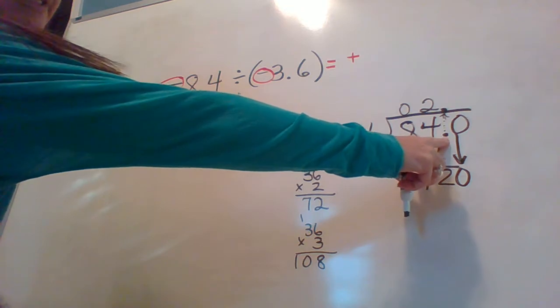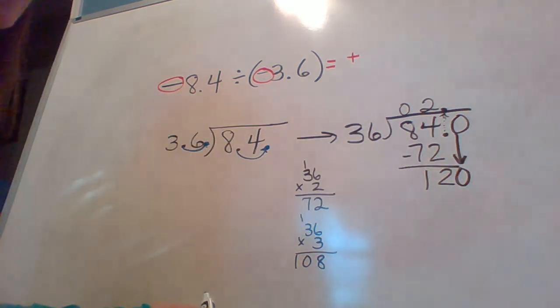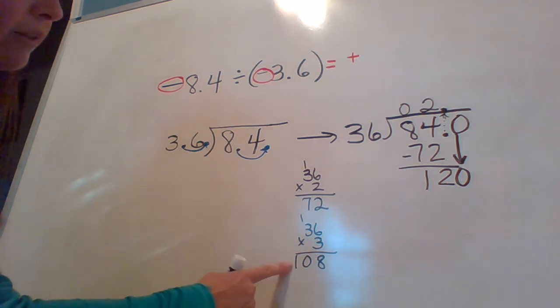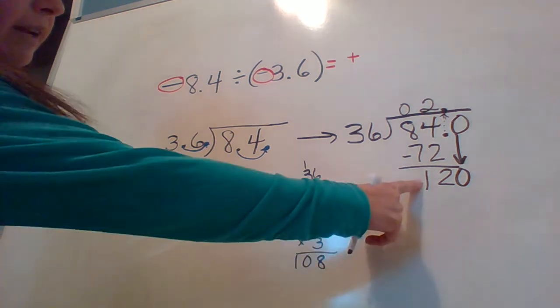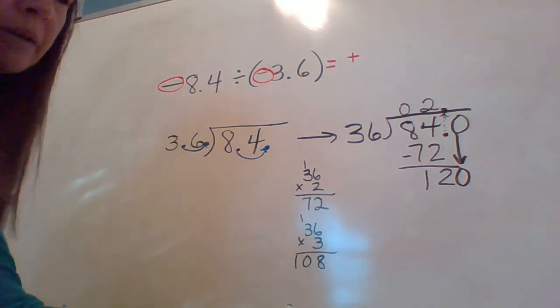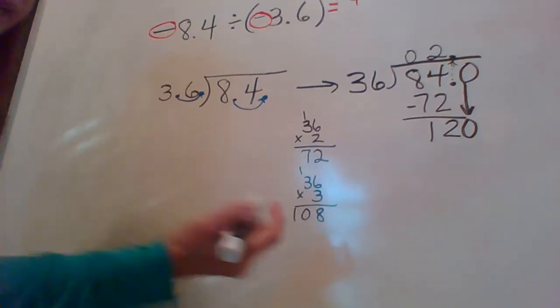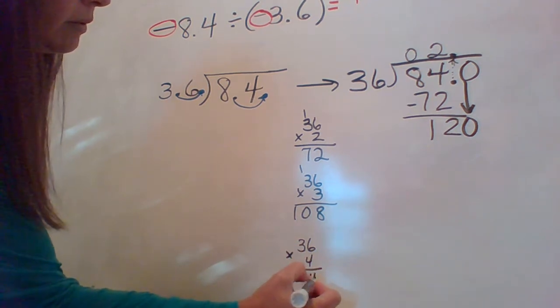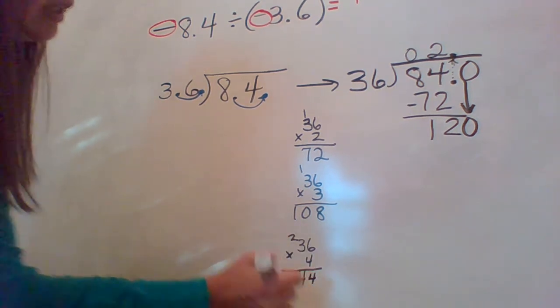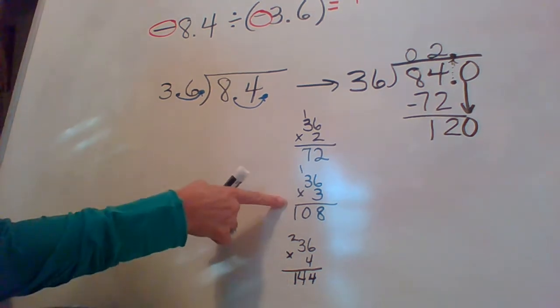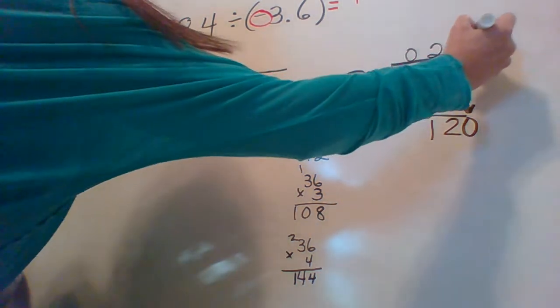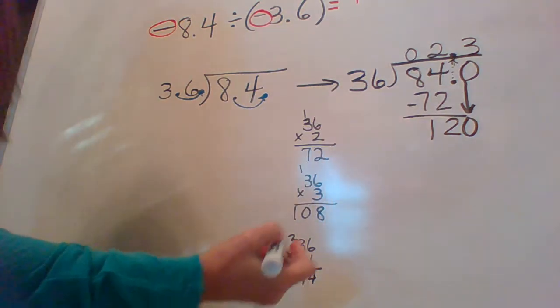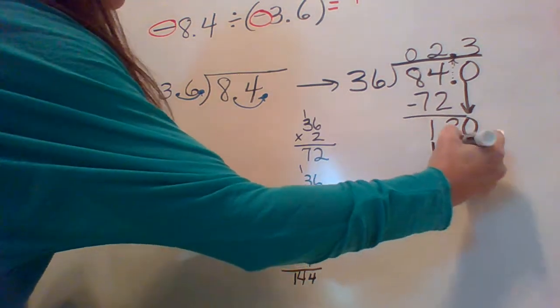Now remember, since I put that decimal there, this value is still 84. So even though I added a 0 and said there's nothing in the tens place, it does not change the value of my 84. Okay, so we already know that 36 times 3 is 108, and that's pretty close. We could double check and just make sure that we can't get 4. And yeah, 144 is too big, so we'll go with the 3. So 3 times 36 is 108.